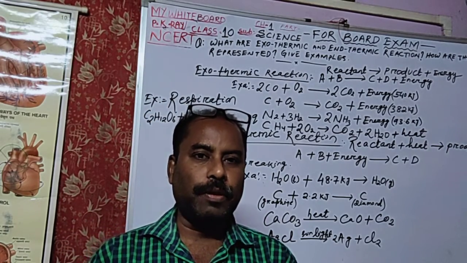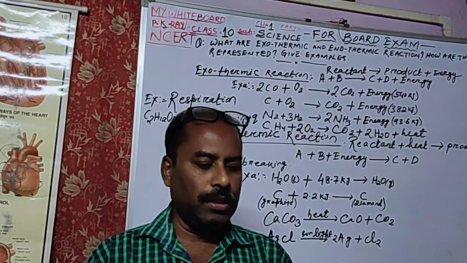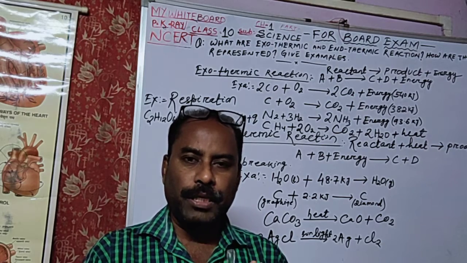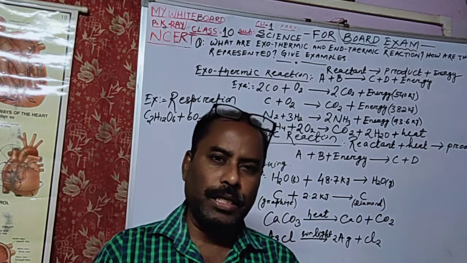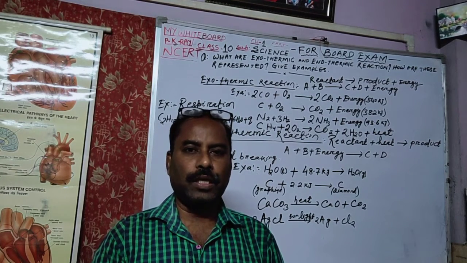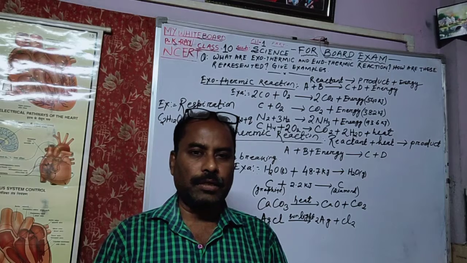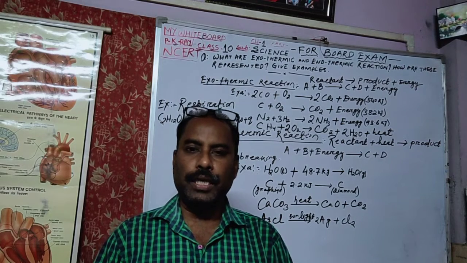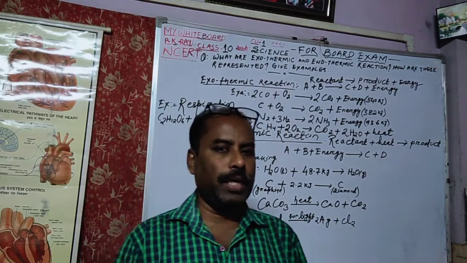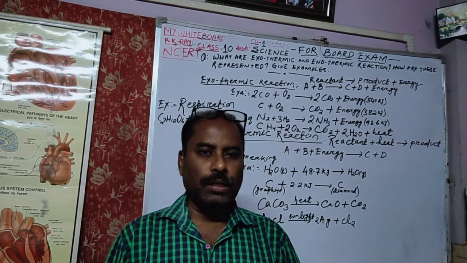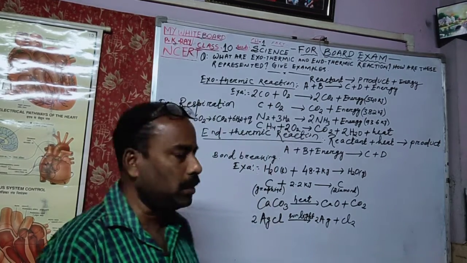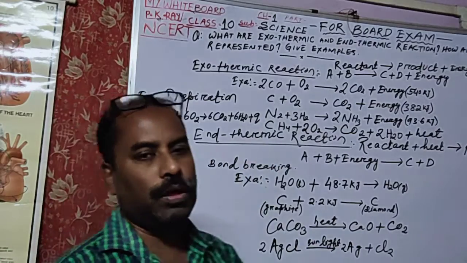Chemical reactions are of different types, you all know. One is the combination reaction, decomposition reaction, displacement reaction, double displacement reaction, oxidation reaction, redox reaction and further reduction reaction. Out of these there are combination and decomposition reactions. So we'll discuss exothermic and endothermic reactions, which come within the combination and decomposition reactions.